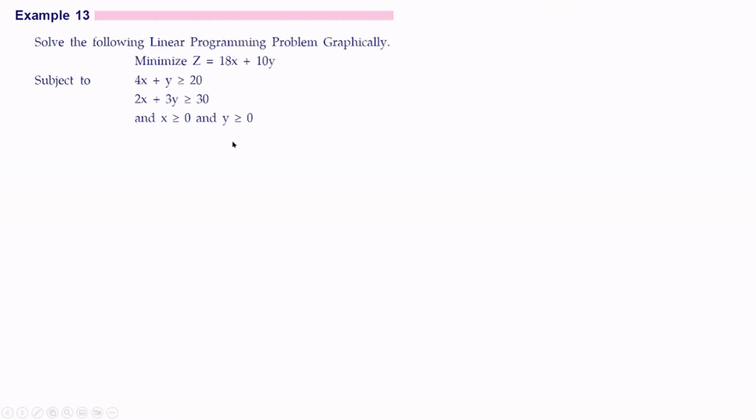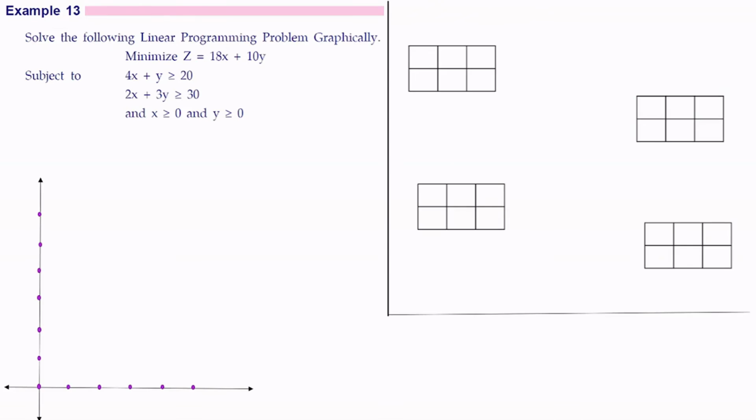So in the previous case, we saw a maximization problem where we drew isoprofit lines and we took the line which is farthest from the origin. In the minimization case, we have to draw isocost lines and we have to find the line which is nearest to the origin. That is the only difference. So let us solve this problem. This problem is already mathematically formulated. We have to find the feasible region.